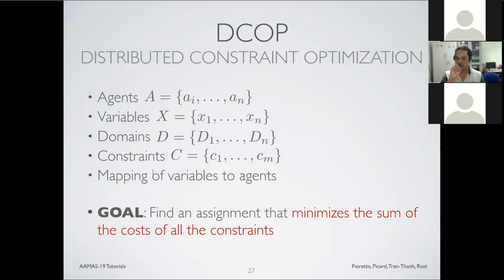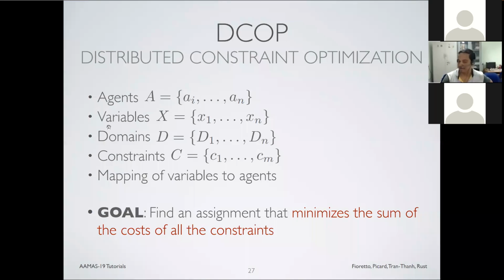So now, DCOP. We are moving from a centralized approach to a distributed approach, or rather from the constraint optimization problem to the distributed constraint optimization problem. So far we have discussed the constraint optimization problem. Now we are coming to the formalization of the distributed constraint optimization problem. This is an agent set denoted as capital A, which is the set of agents A1, A2, A3, up to AN.